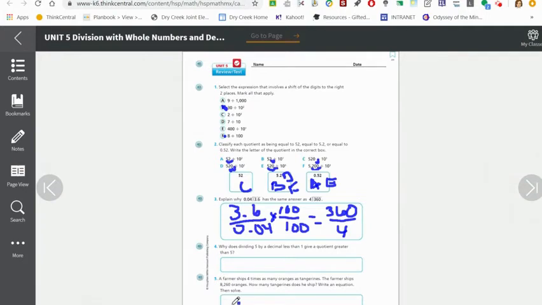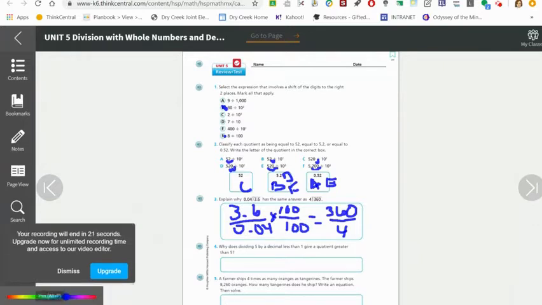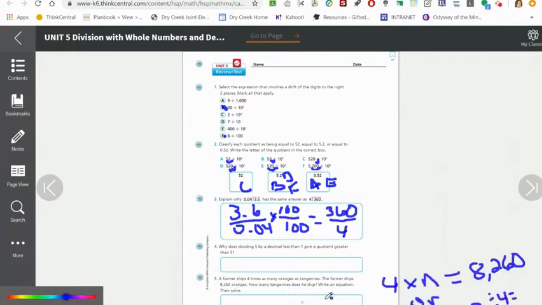Okay, number 5, a farmer ships 4 times as many oranges as tangerines. The farmer ships 8,260 oranges. How many tangerines does he ship? Write an equation, then solve. Okay, so my equation can be 4 times n, which is my variable that I don't know, equals 8,260, or I can say 8,260 divided by 4. And if I solve it, I'm going to get 2,065.